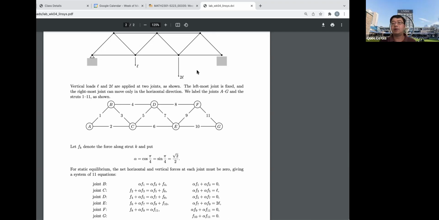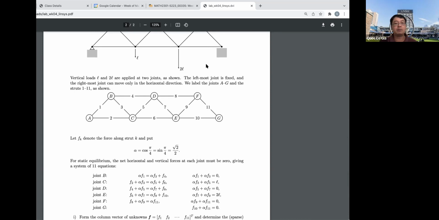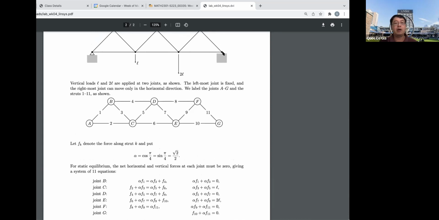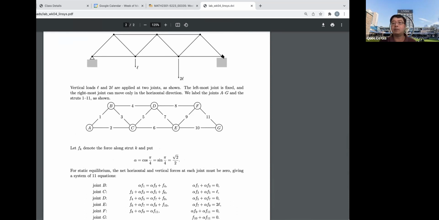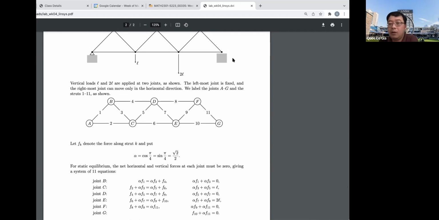The last equation for G, is that for horizontal or vertical forces of G? That is a good question. I guess because at G you cannot go up and down, right? Because there is an obstacle here. So I guess maybe the last equation is for horizontal force only. Does it make sense? I'm not very good at physics.